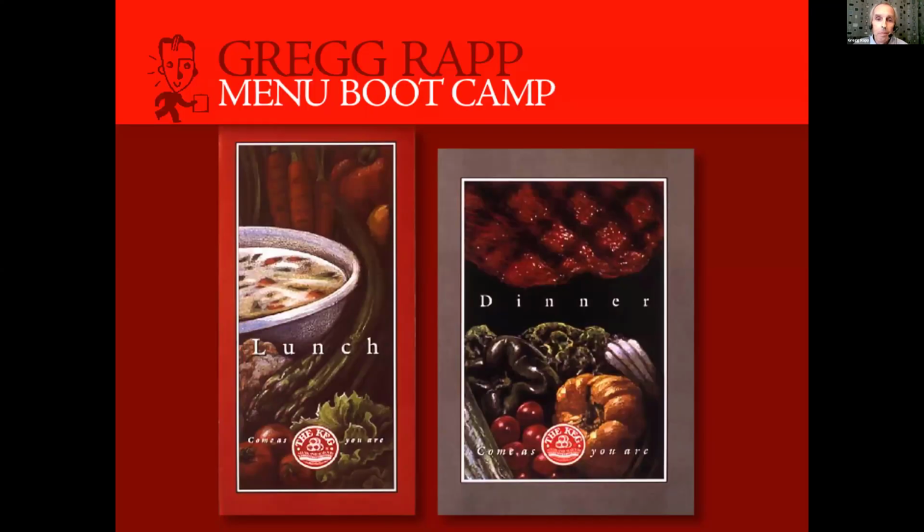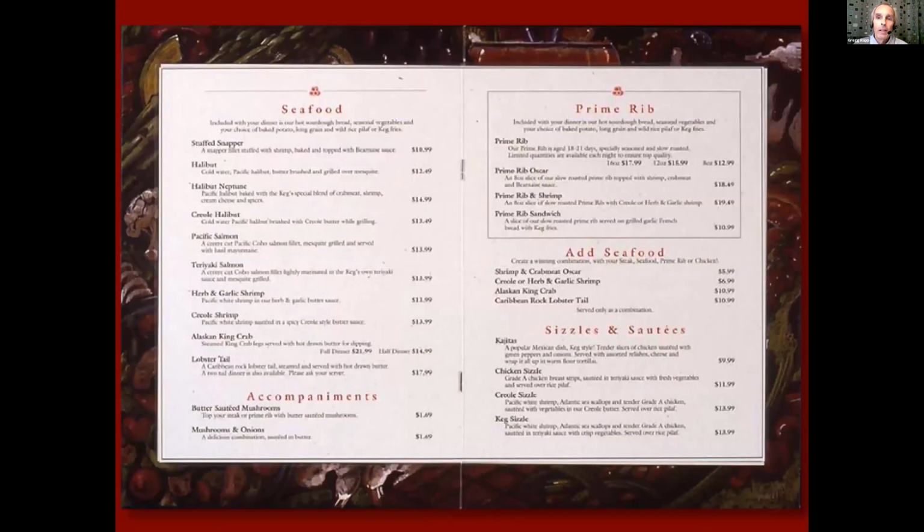So here's another before and after menu. This is the Keg Steakhouse out of Canada years ago. It did this menu. This was the before. They had 3 prime rib sizes. When you have 2 sizes, people will go to the smaller, but if you do 3 sizes, they'll typically go to the middle.